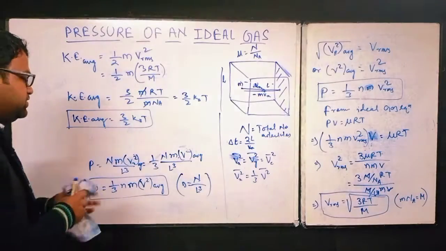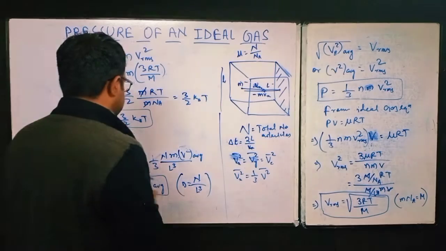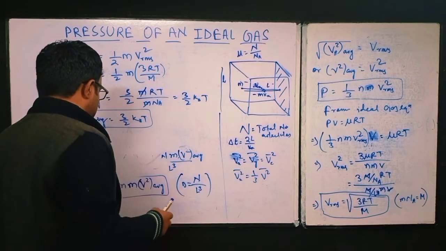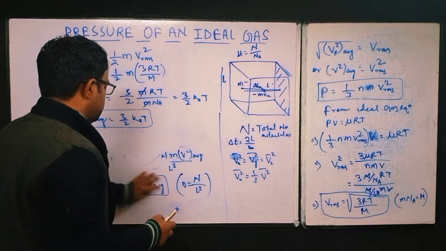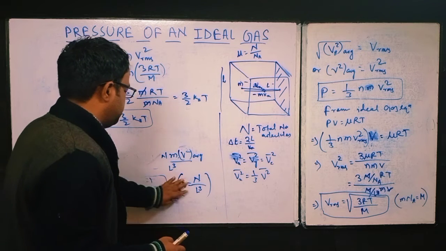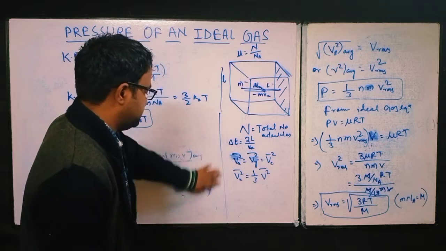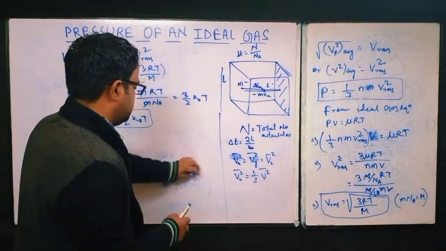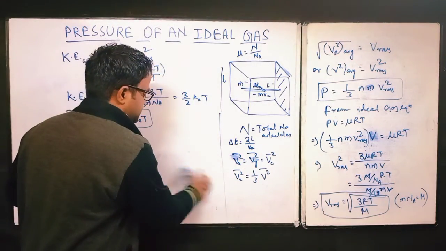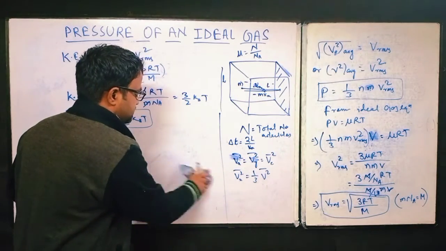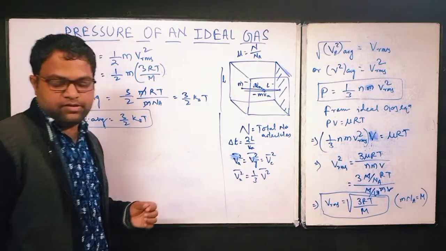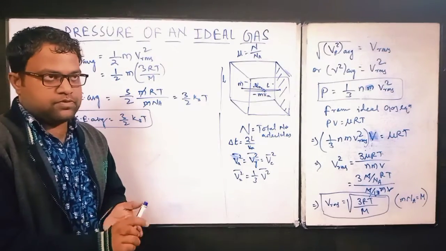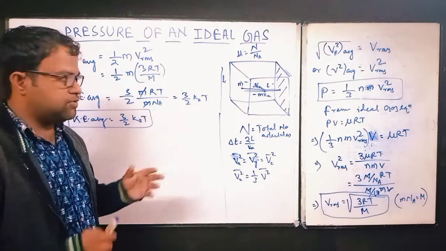So in the next video I'll discuss equipartition of energy, and also, if possible, the Maxwell distribution, the most probable velocity from the Maxwell probability distribution, and mean free path also, which are left in this chapter, and we'll also solve some problems.